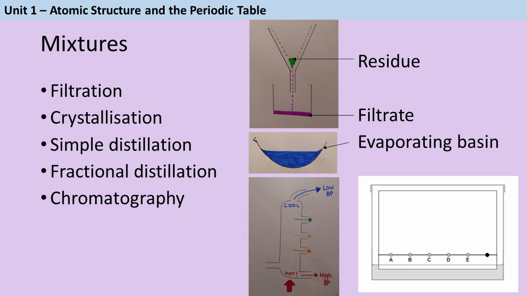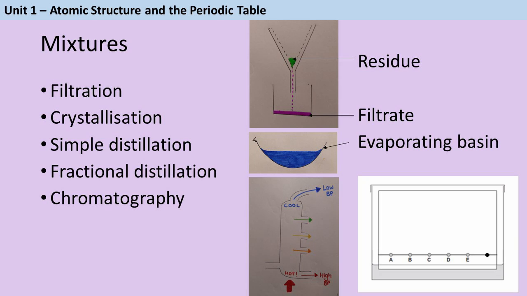So that could be using a Bunsen burner, it could be using a water bath. You might have even done this just by leaving it on the side in the sunshine. And the liquid is going to evaporate off and it's going to leave us the solid behind. So if you have a method question which asks you to describe how you would obtain a pure dry sample of a salt, this is the technique you want to be talking about.